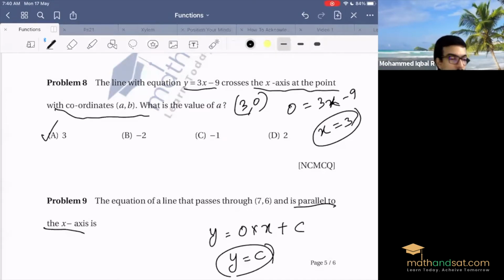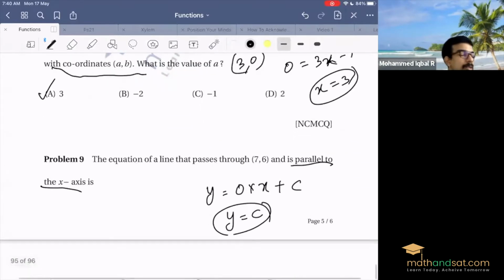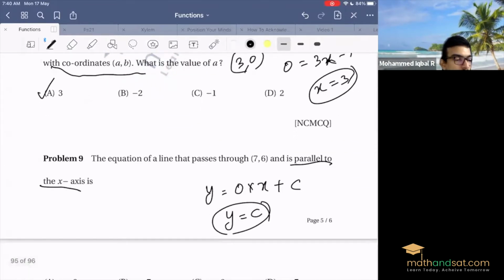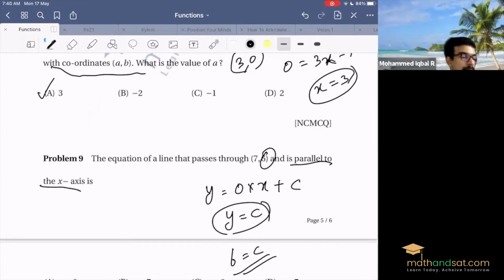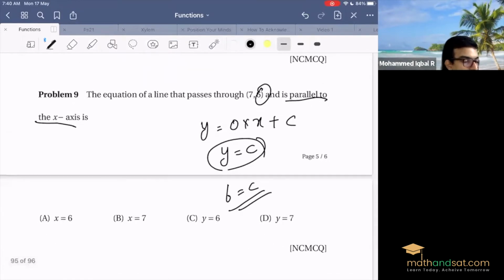y is equal to constant. Now you substitute the point 7 comma 6. There is no x to be substituted here, but if you substitute 7 comma 6, we have only y here, so 6 is equal to c. The c value is 6. So y is equal to 6 is the answer.